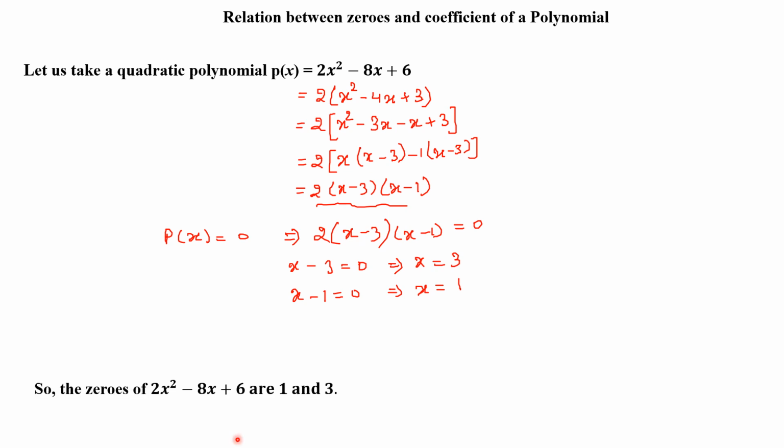For these two values of x, we can see this polynomial will become 0. You can check it. Put the value of x as 3 here and check. Again put the value of x as 1 here and check. This polynomial p(x) will give the value 0. Okay, so these are the zeros of the given quadratic polynomial.